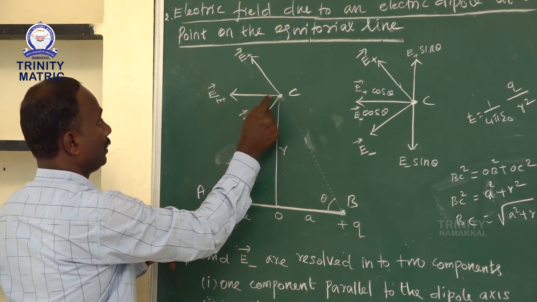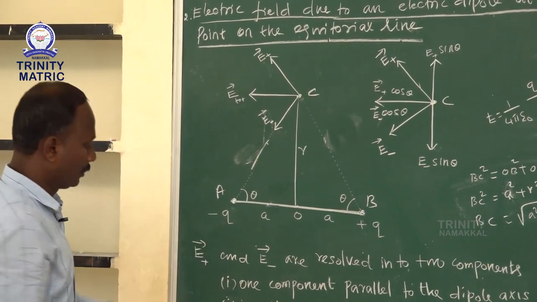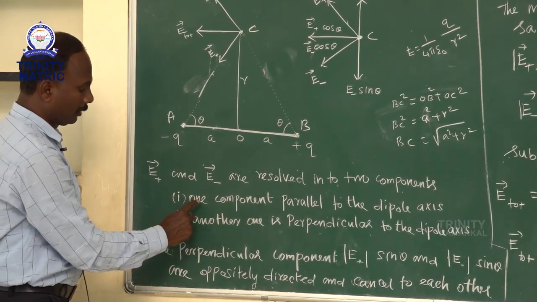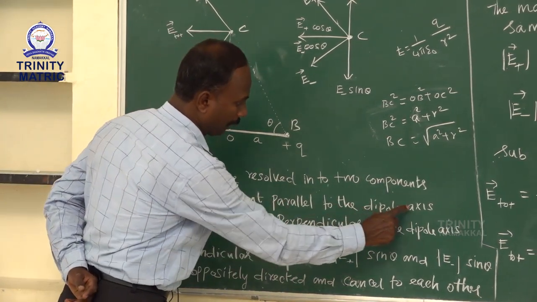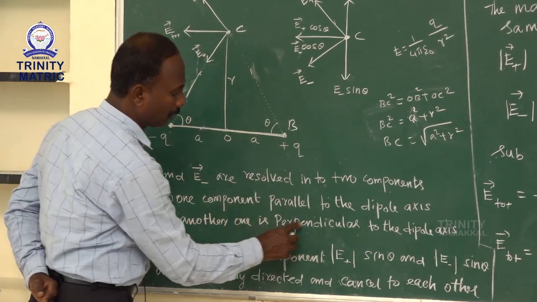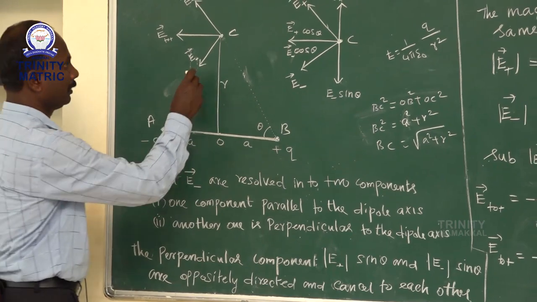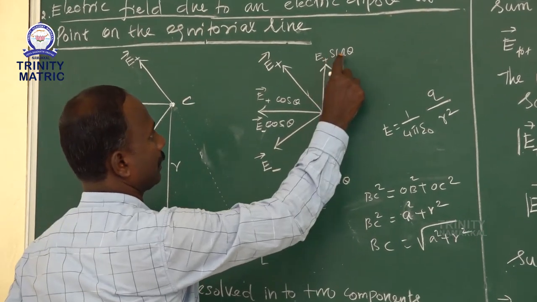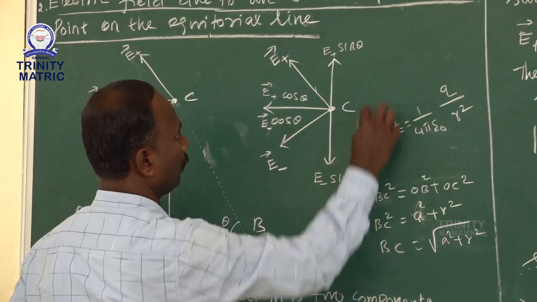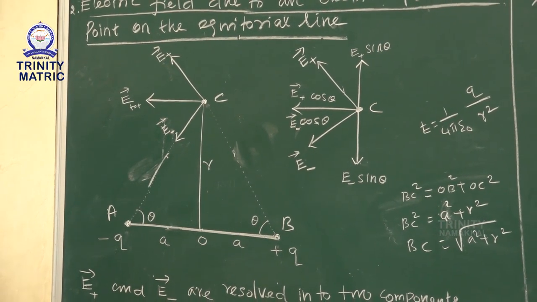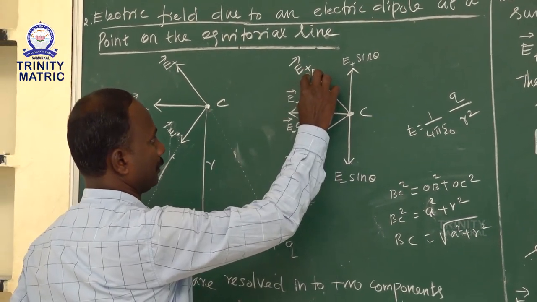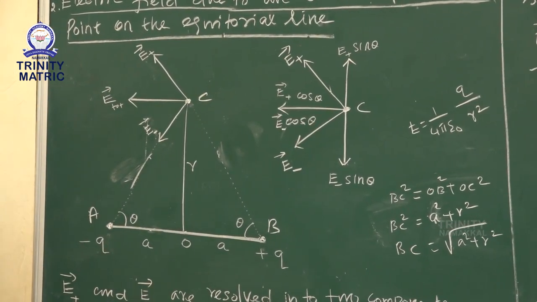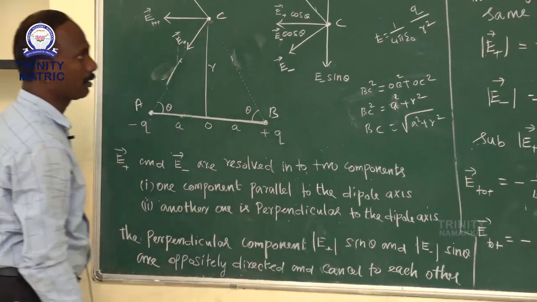Now we calculate the resultant electric field, E total. E plus and E minus are resolved into two components: one parallel to the dipole axis, and another perpendicular to the dipole axis. A separate diagram is drawn here. See the point C. E plus sin theta and E minus sin theta are both perpendicular components. For the horizontal direction, E plus cos theta and E minus cos theta are parallel components. So we resolve into two components, one parallel and another perpendicular.